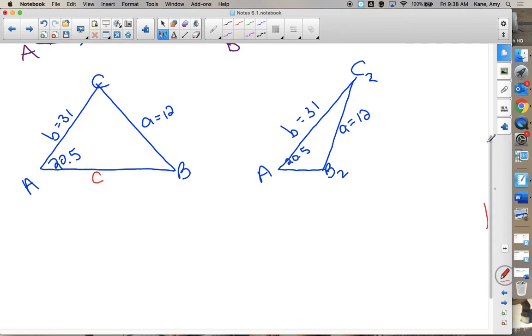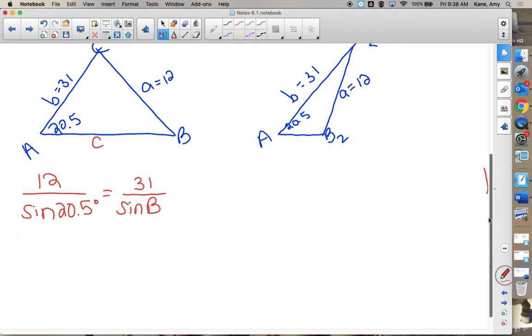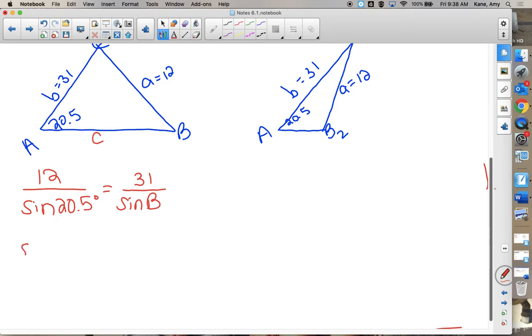You can find the angle, because we do know side B, angle B is across from it. So let's see if we can find that. So taking 12 and the sine of 20.5, because that's the matching pair that we're given. We're going to place that equal to 31 and the sine of B. So in your calculator, remember you need to use the inverse. We're taking 31 times the sine of 20.5. You're dividing that by 12.